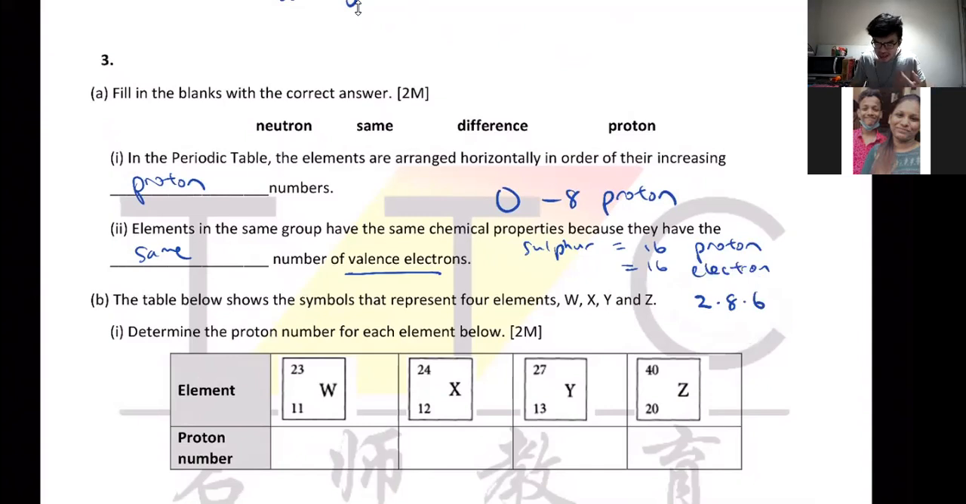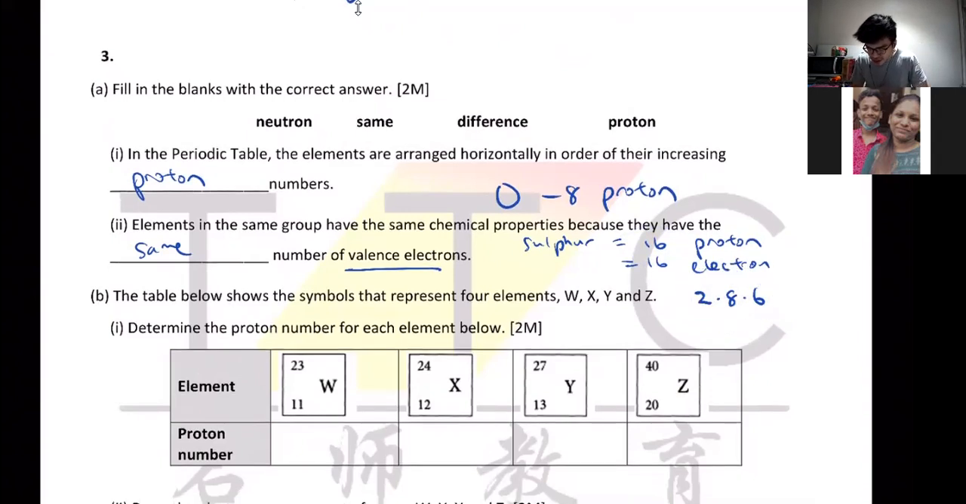Okay, because 16 doesn't give you any info. But when you arrange like 2.8.6, the total 2 plus 8 plus 6 is 16, right? Now remember, first shell you can put 2, second shell you can put 8, third shell you can put 8, fourth shell you can put 8. So you start from the first shell, you fill the first shell, and then you fill the second shell, you fill the third shell. So if you do it this way, it's 2.8.6. So what is the valence electron? This is the valence electron, the outermost shell.